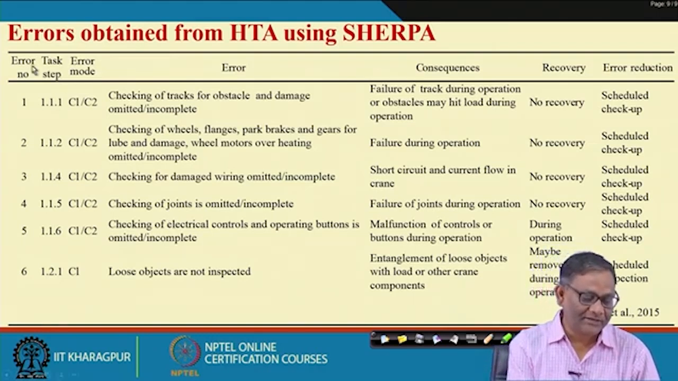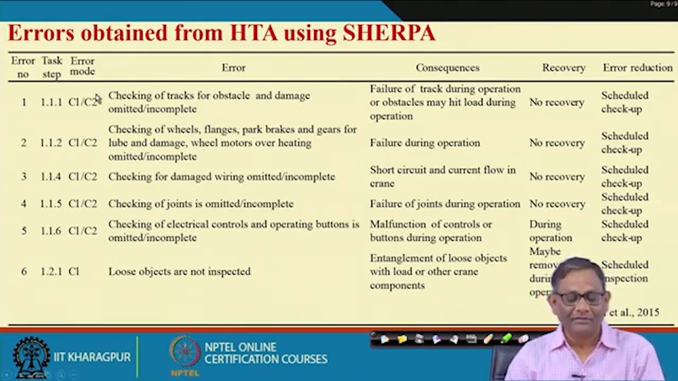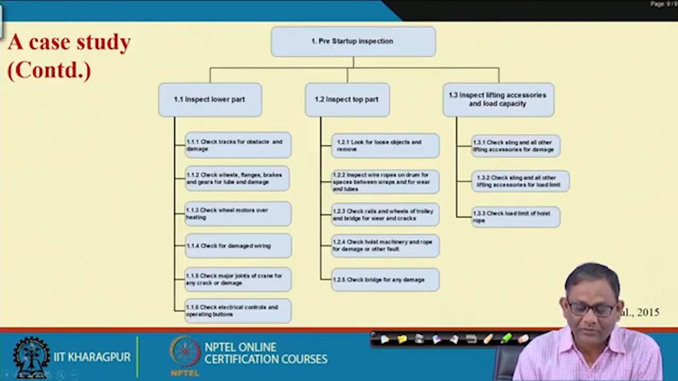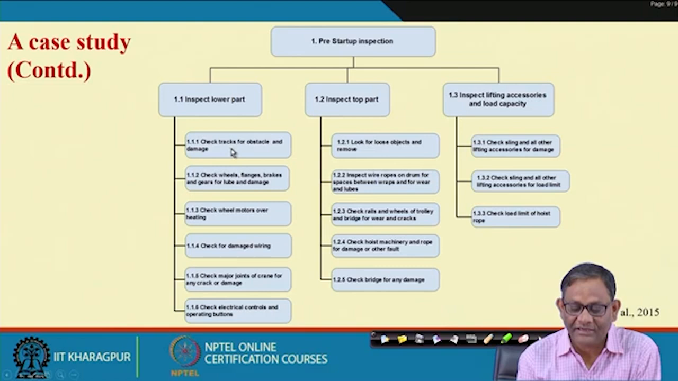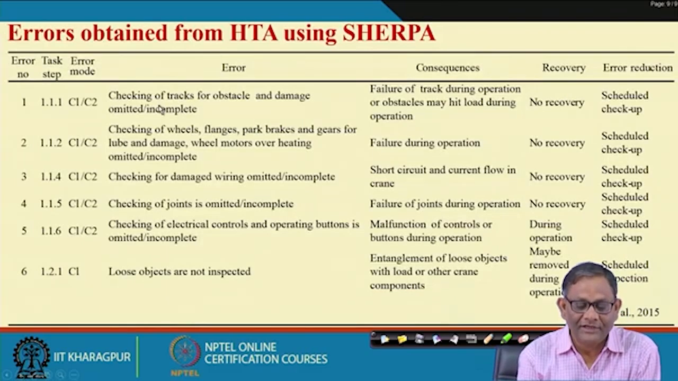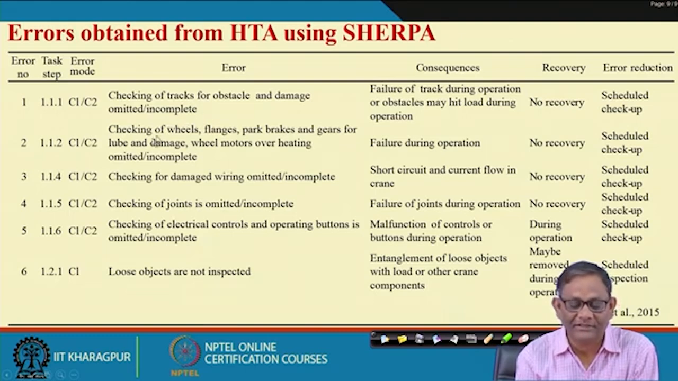So, error number, then task type, error mode. Then what we have done basically for every elemental task, like 1.1.1, check tracks for obstacle and or damage. Then check tracks for obstacle and damage omitted, incomplete.